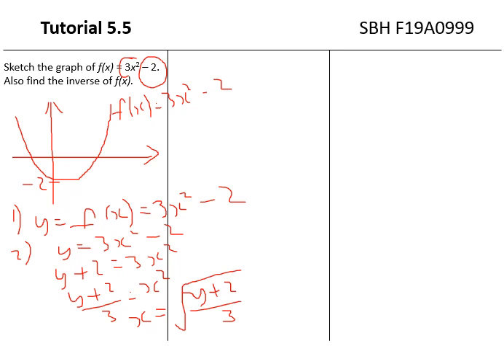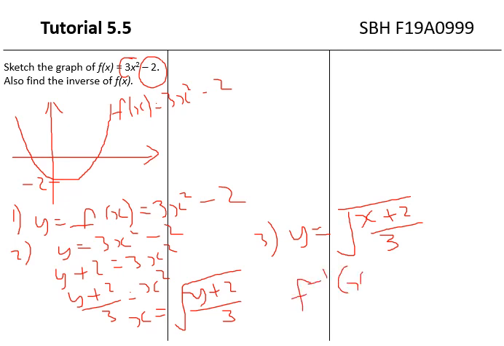Step number 3: we interchange x and y. So x becomes y, and y becomes x. As such, our inverse function equals the square root of x plus 2 divided by 3.